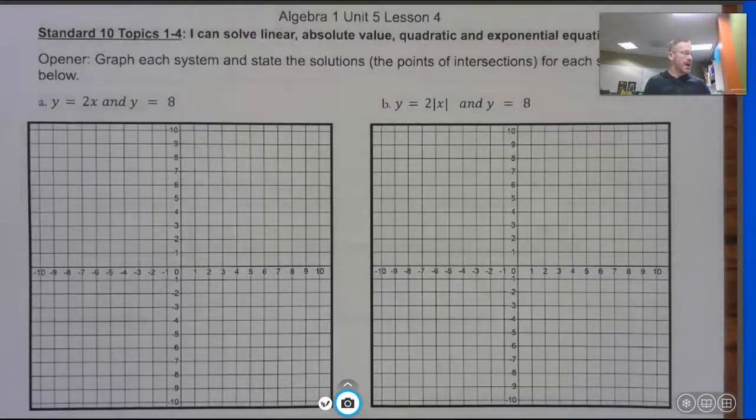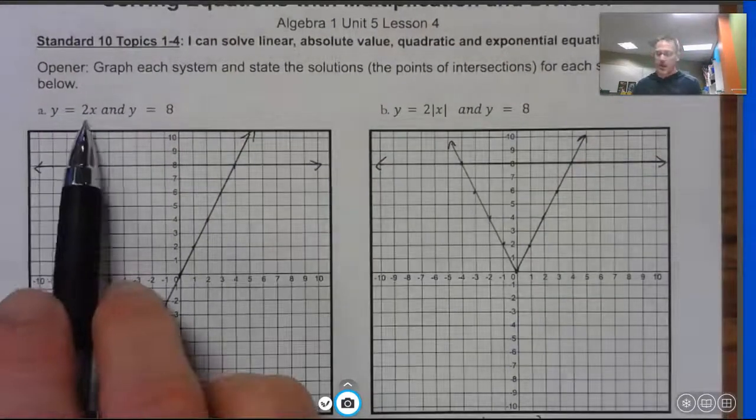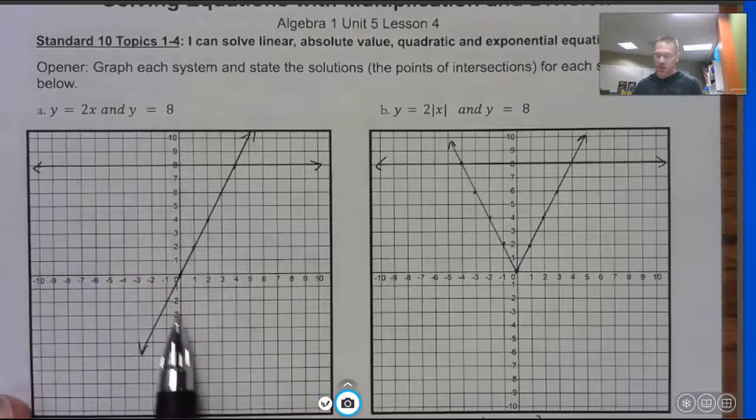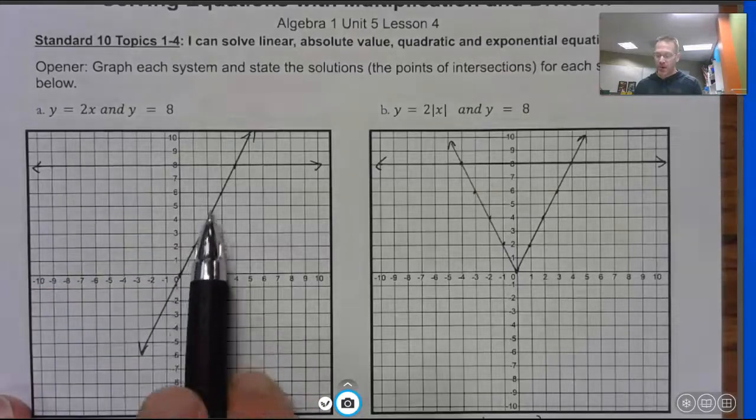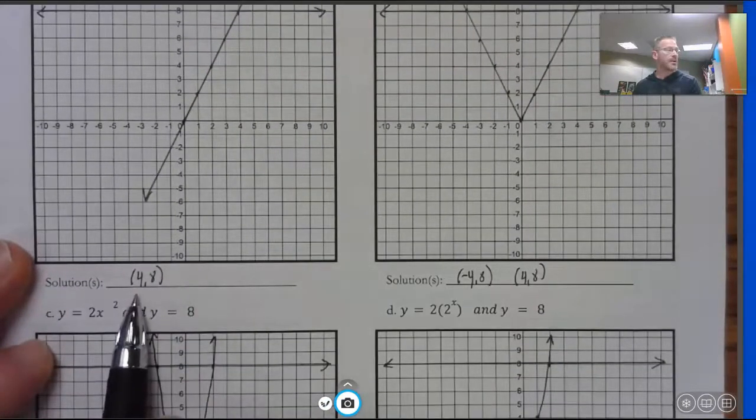All right, so here's my work for parts A and B. We know that this is a line. It starts at 0, 0, and it has a slope of 2 over 1. And you can see that as I extend this, I intersect the horizontal line y equals 8 at the point 4, 8. So that would be my solution.